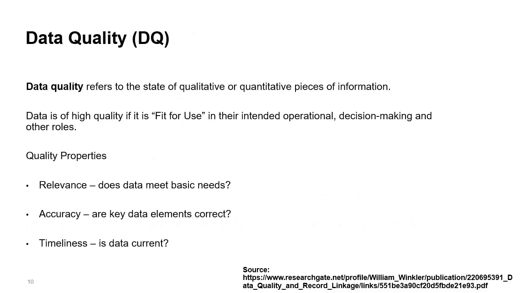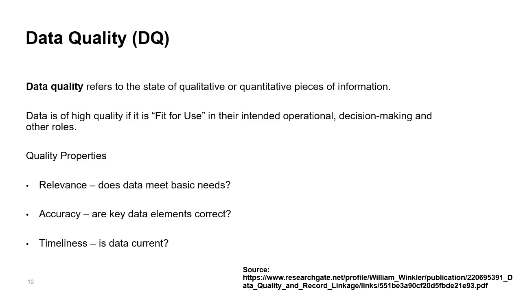Data quality refers to the state of qualitative and quantitative pieces of information. Data is of high quality if it is fit for use in their intended operational, decision-making, and other roles. There are some quality properties which include relevance. Several facets are important to the relevance of the data analysis use of data. Does the data meet the basic needs for which they were collected, placed in a database, and used? Accuracy.